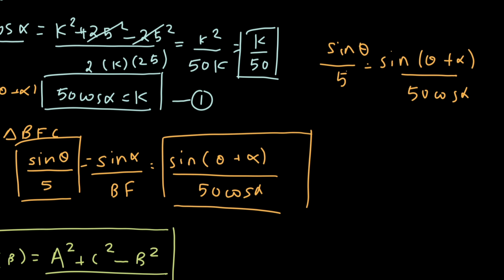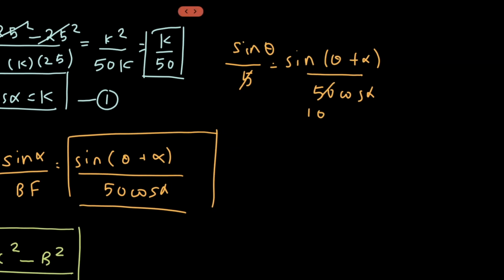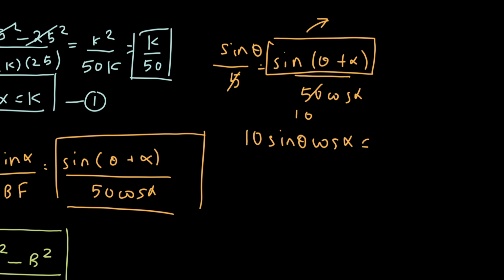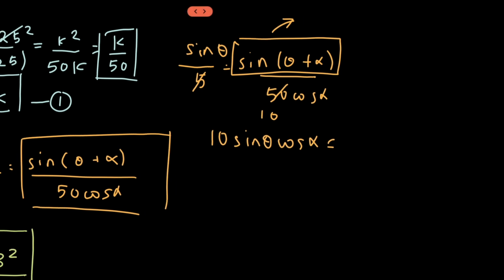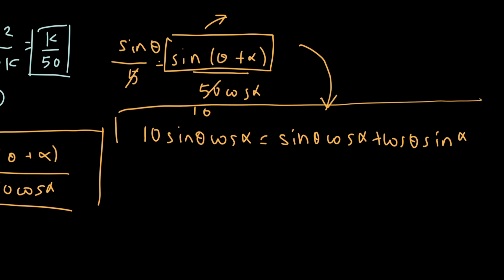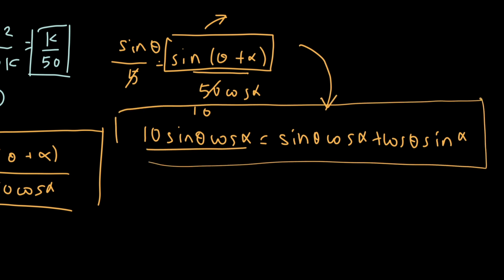Okay, now from the table, phi is 10, and I can do the cross multiplication to get 10 times sine theta cos alpha is equal to sine of theta plus alpha. Now this can be opened up using the trigonometric identity, and it is directly sine theta cos alpha plus cos theta sine alpha. This is the identity for sine of theta plus alpha. Okay, now look carefully. On the left hand side we have 10 times sine theta cos alpha, and on the right hand side we have the same term sine theta cos alpha.